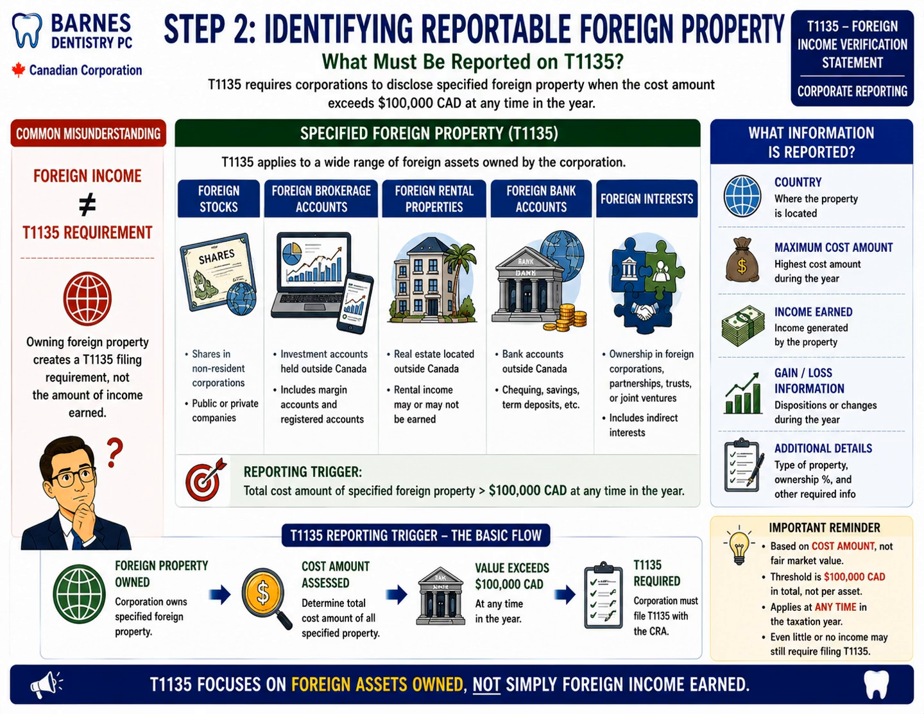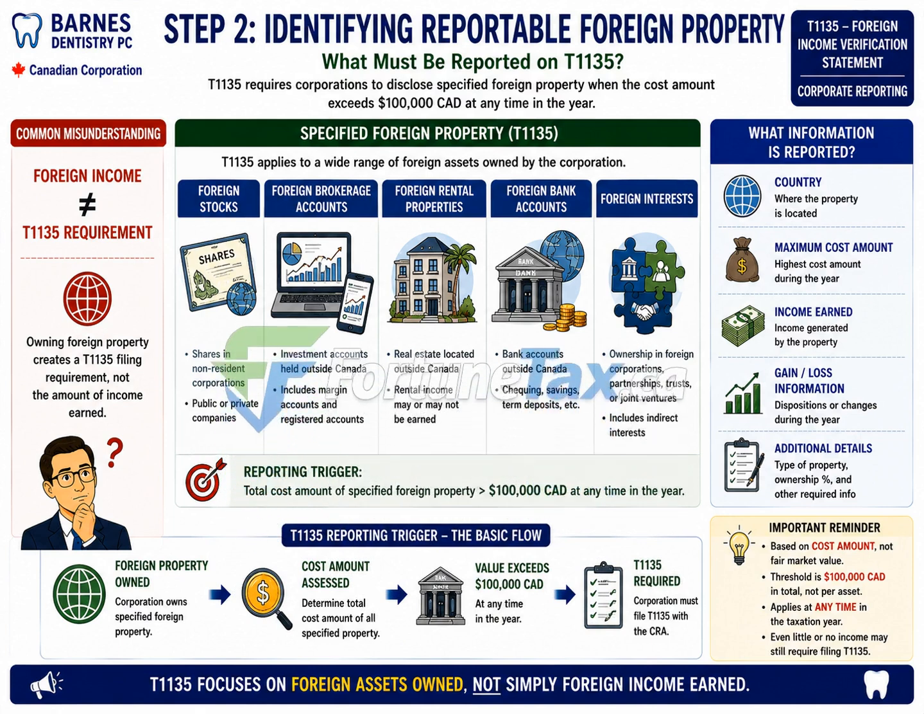The message at the bottom of the slide summarizes everything perfectly. T1135 focuses on foreign assets owned, not simply foreign income earned. That distinction is the key to understanding the entire form. The key takeaway from this slide is simple.